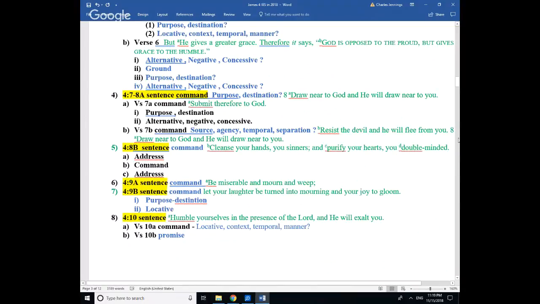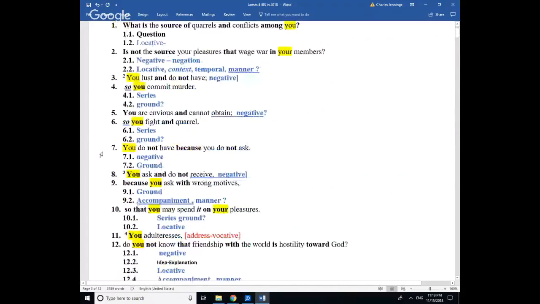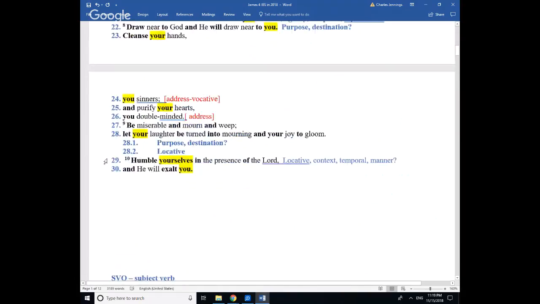If we had done the first outline we looked at, for this paragraph you would end up with 30 points. All right, that's too many.